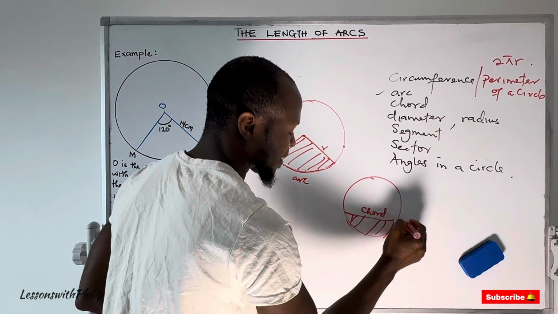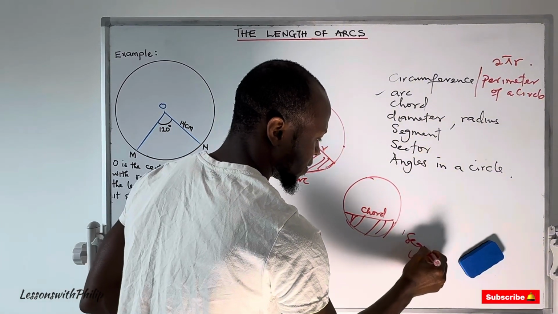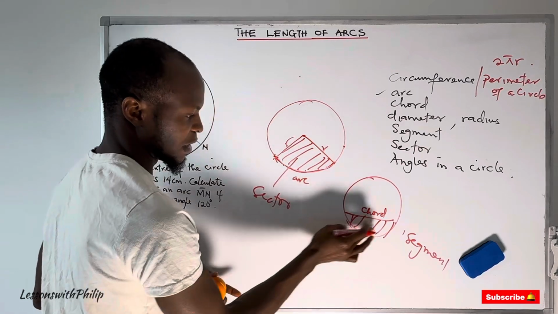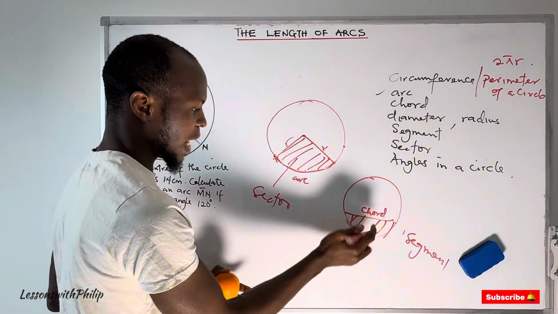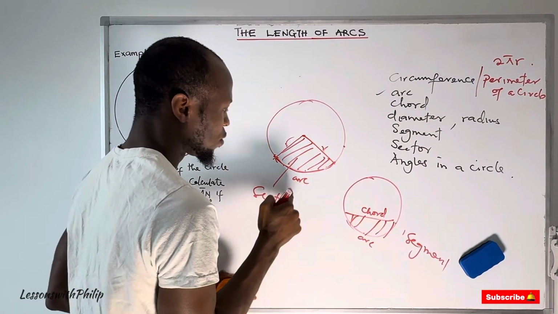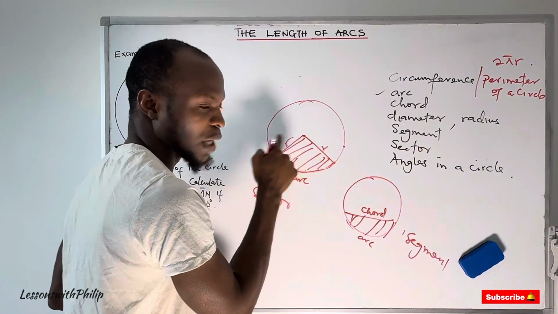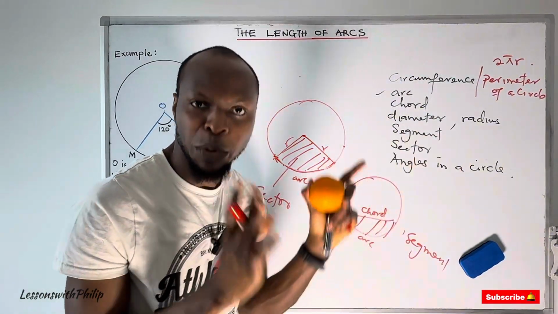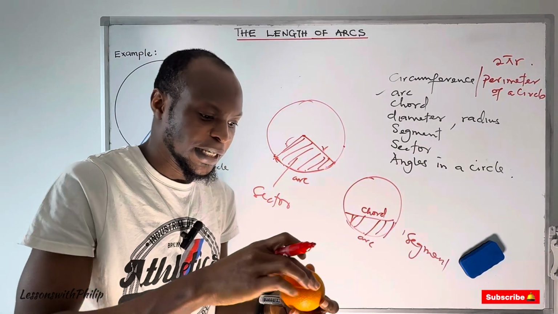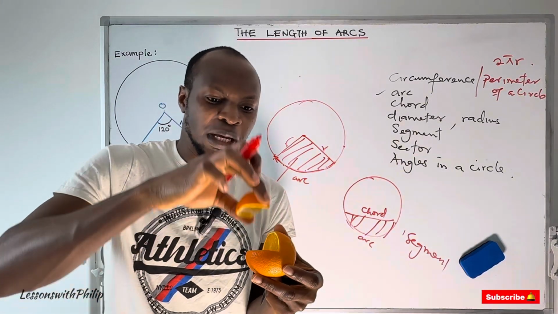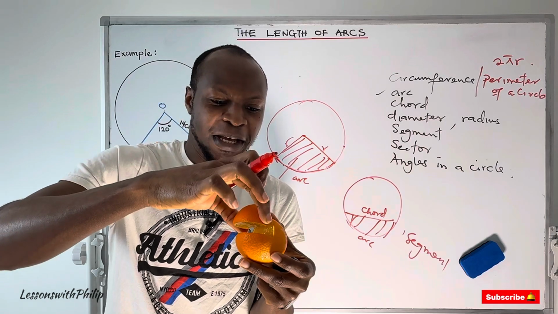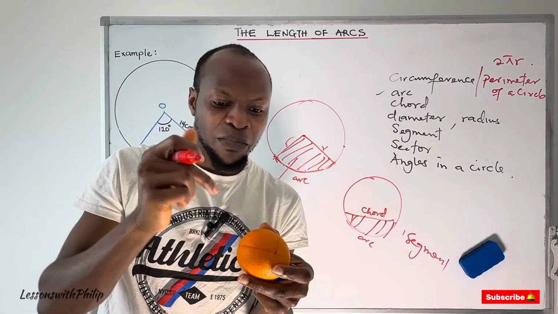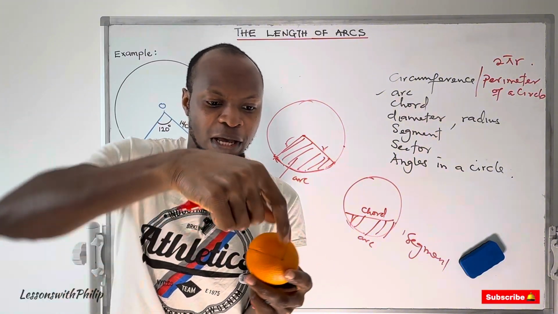This is a segment, while this is a sector. See the difference. One has an arc and a chord, one has an arc and 2 radii. So this is the difference between a sector and a segment. Both of them are portions. This is a sector now. Let me show you a sector. You see the way it is cut. We have this line and we have this line.